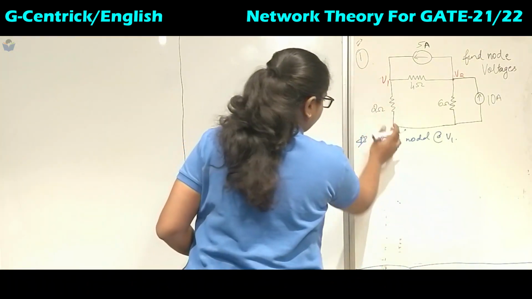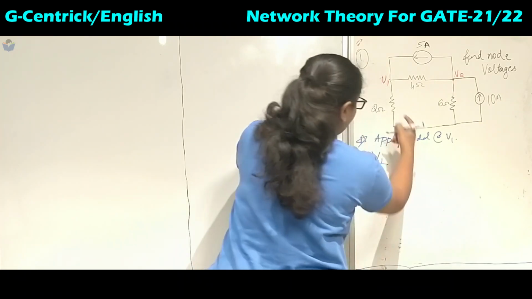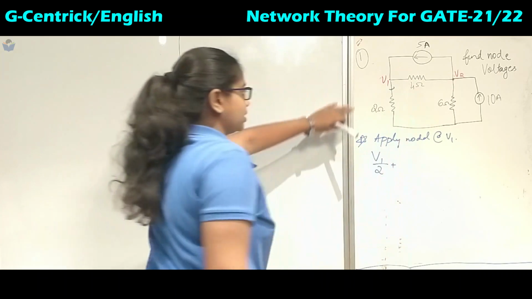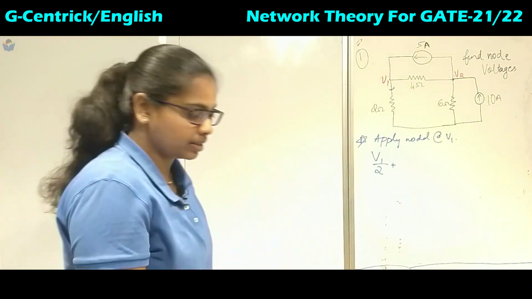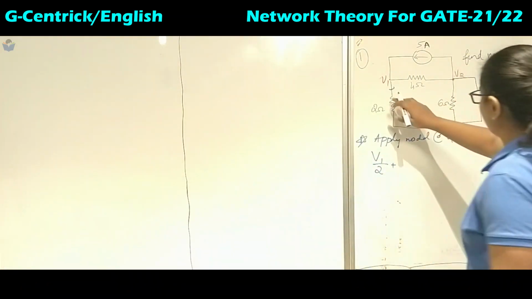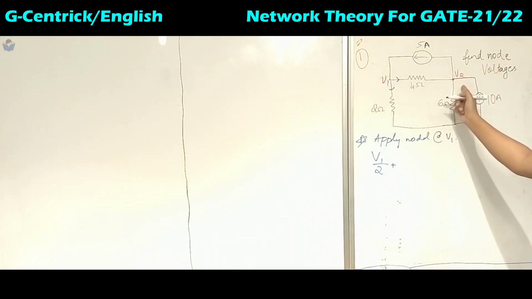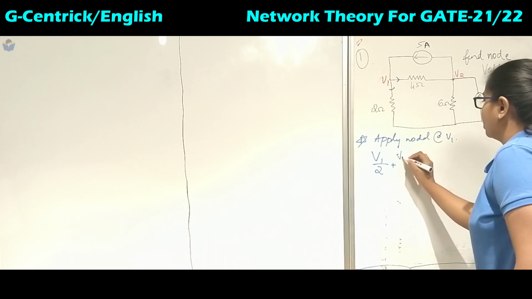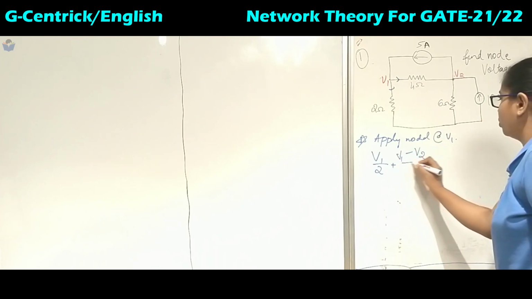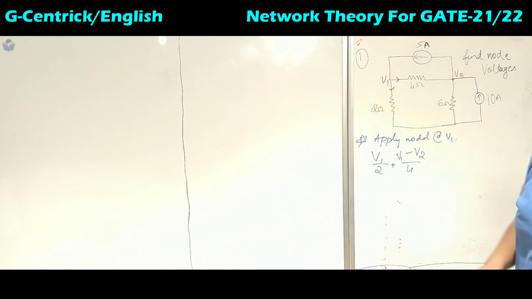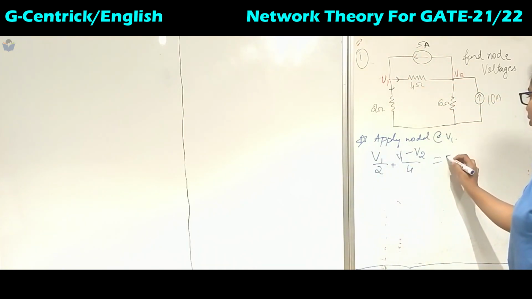It is nothing but V1 minus 0 by 2. So this is the outgoing current. This V1 is at the higher potential. We will consider it as higher potential. Okay. Then the current here also is flowing from higher to lower potential. That is V1 minus V2 upon 4. And there is one more branch, incoming current, which will be equal to 5 ampere.